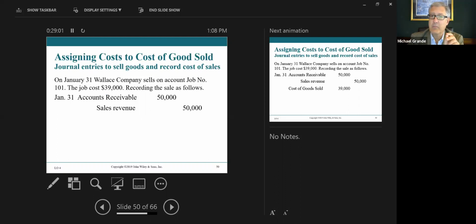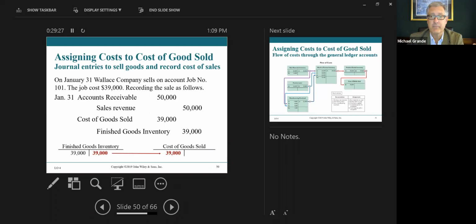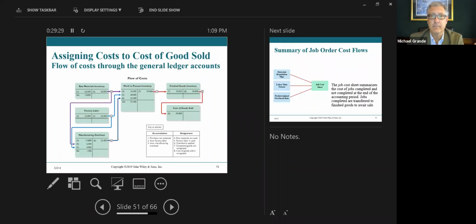Record the sale. But at exactly the same time, you need to record the expense. It's the matching principle. You're matching revenue and expense in the same accounting period. Gross margin is what? $50,000 in revenue minus $39,000 in cost of goods sold. Gross margin on this job, $11,000. This is how the cost flows move. Raw materials to work in process to finished goods, cost of goods sold.